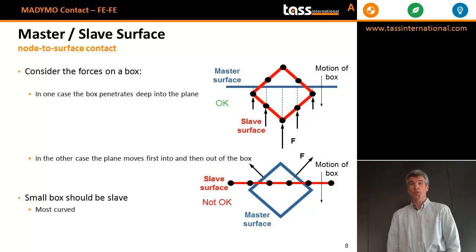In such cases it's recommended that the small box should be slave, as it is the most curved.